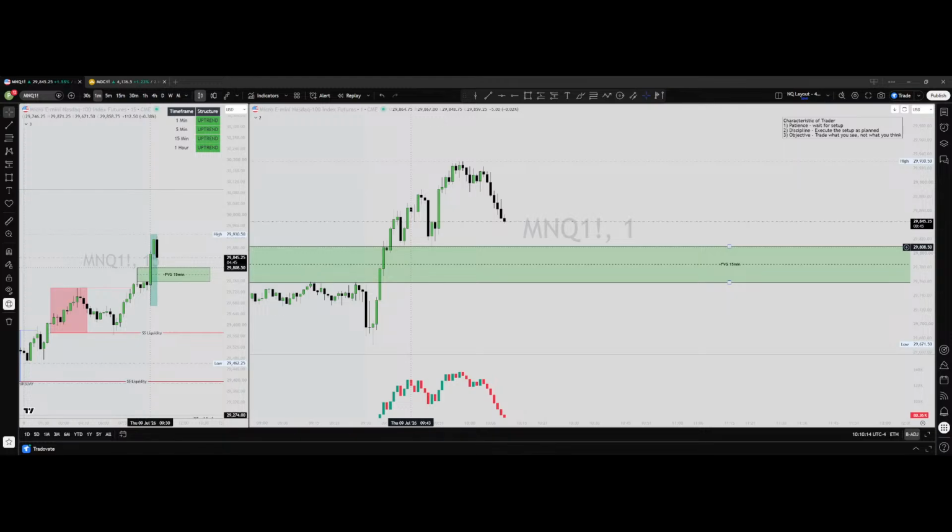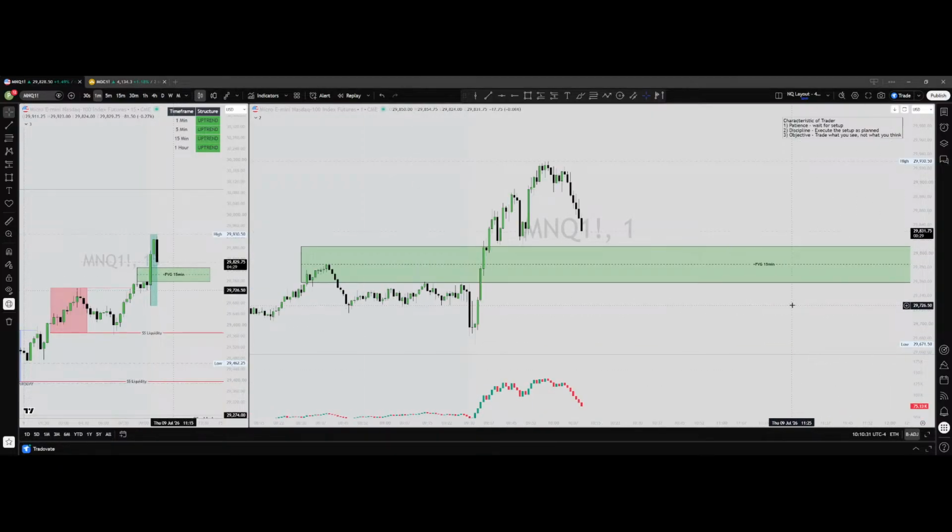But as soon as I entered, I realized that I did not take the trade as per my system. So I cut the trade early at break even. These are the things you have to learn. Try not to take a loss. And how do you do that? Try not to take the trade.